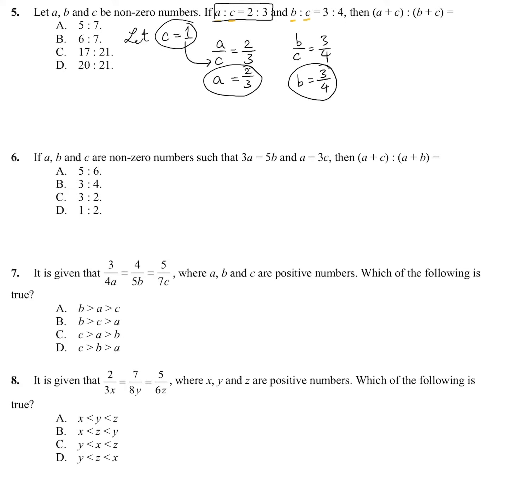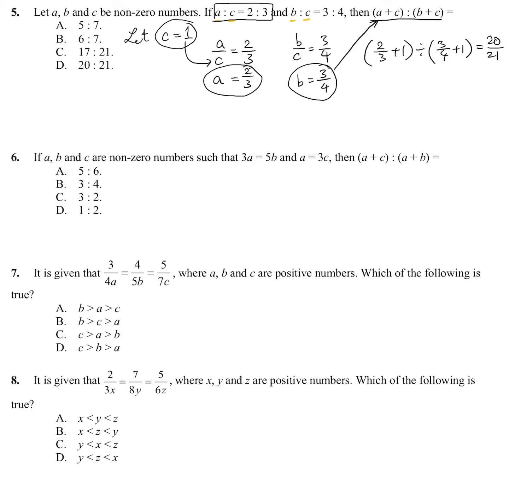And now all we need to do is to apply it into this statement and put it into a calculator. So they only want 2 over 3 plus 1 divided by 3 over 4 plus 1. And you should be able to get the answer out. So whatever answer is given on the calculator would be the answer. And the calculator would give you 20 over 21.